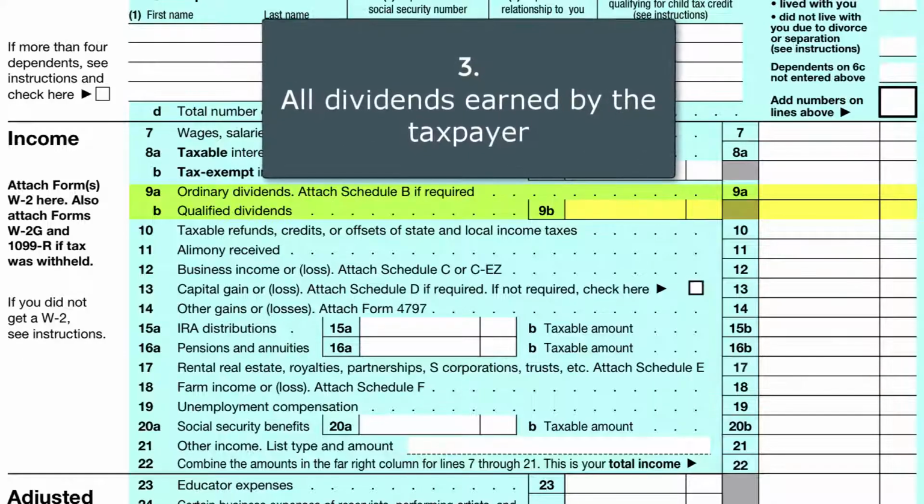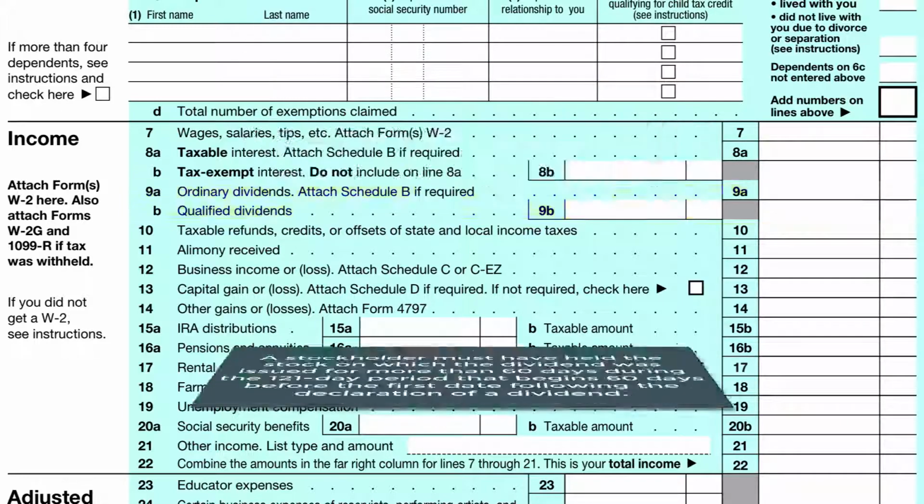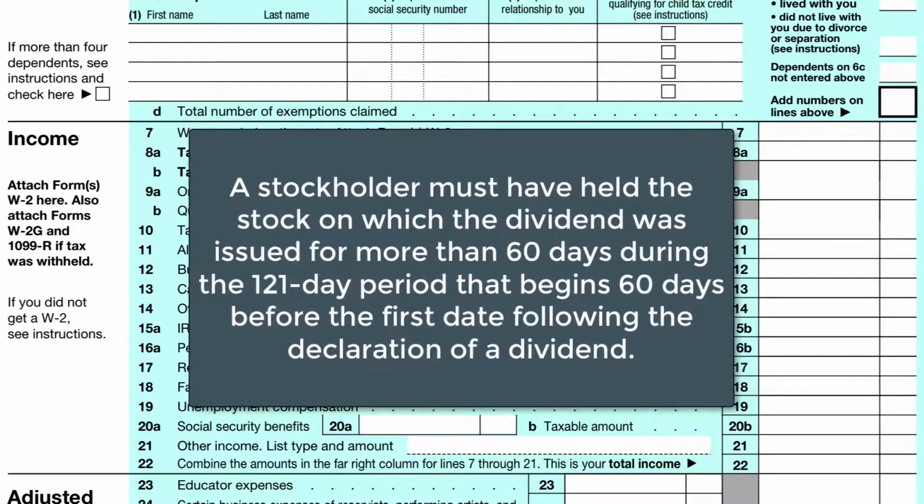3. All dividends earned by the taxpayer. Dividends generally fall into two categories, qualified and non-qualified. Determining whether a dividend is qualified is fairly complex. The basic rule is that to be a qualified dividend, the stockholder must have held the stock on which the dividend was issued for more than 60 days during the 121-day period that begins 60 days before the first date following the declaration of a dividend.